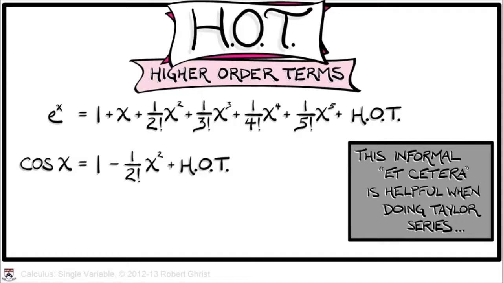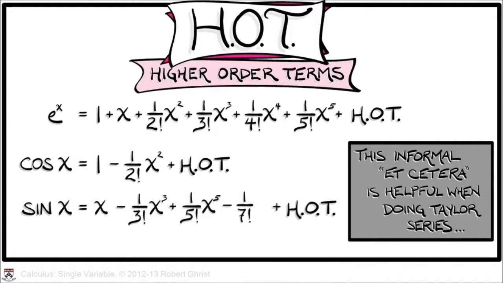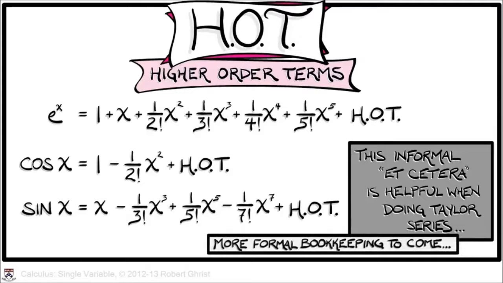For example, you might say that cosine of x is 1 minus x squared over 2 plus higher order terms. We could say that sine of x is x plus higher order terms, or x minus x cubed over 3 factorial plus HOT. We could stop whenever we feel like. That's a convenient thing to do when performing computations on Taylor series. We'll use a more formal bookkeeping mechanism soon.